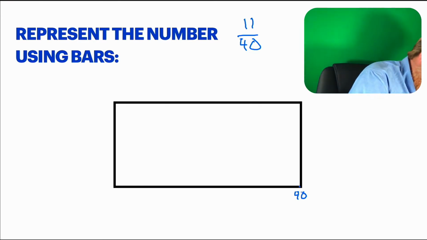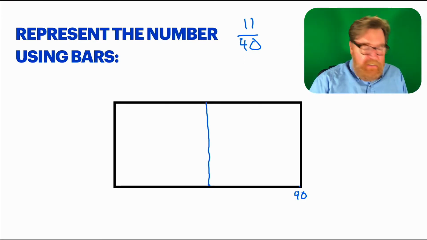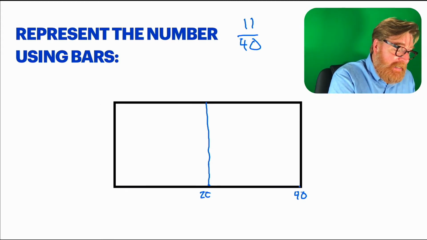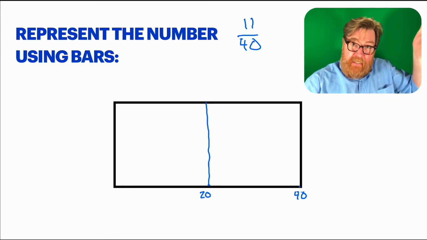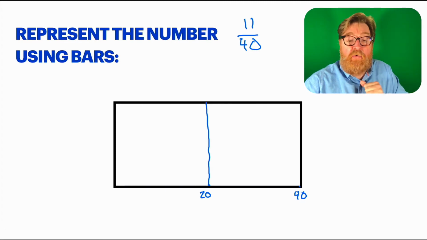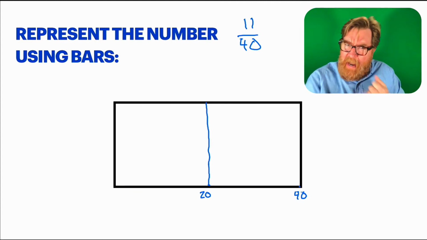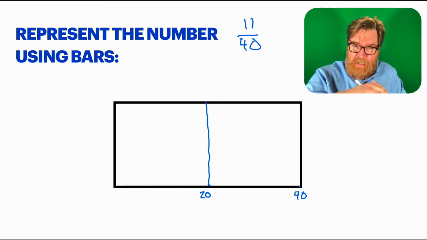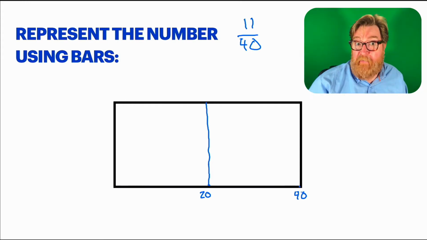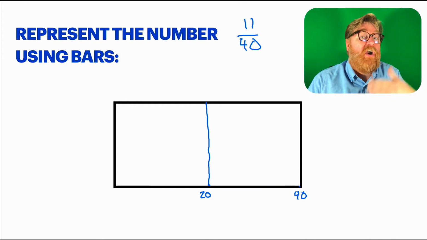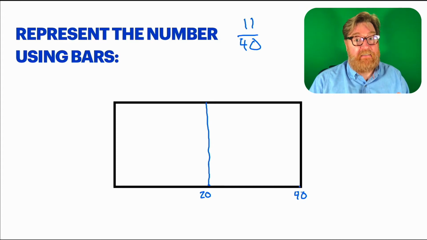So halfway, right there, that's where the 20th piece, the right edge of the 20th piece would be, right? Making sense? We're halfway through the bar, 20, and then 21, 22, 23, all the way up to 40. Now, I want to know where 11/40 is.